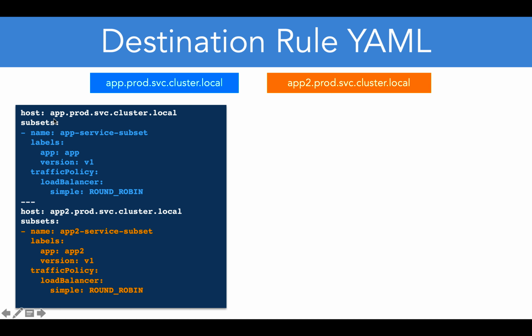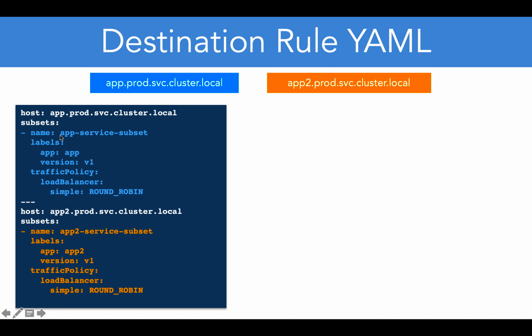In host, we have the name of the service. So you already know that our main service is app.prod.svc.cluster.local. Then we mention multiple subsets. And here we have only one subset whose name is app service subset. Now after the name we have labels. In labels we have app as app and version as v1.